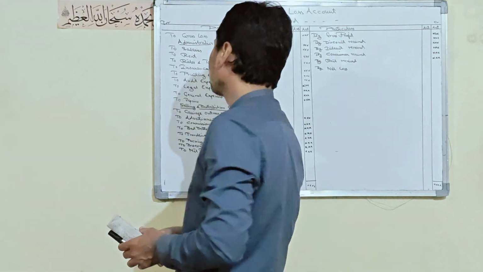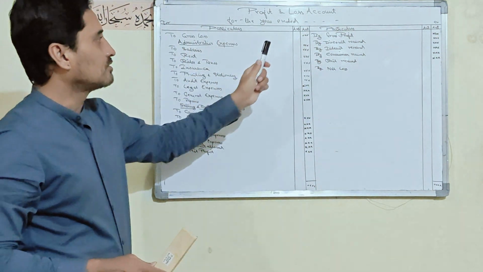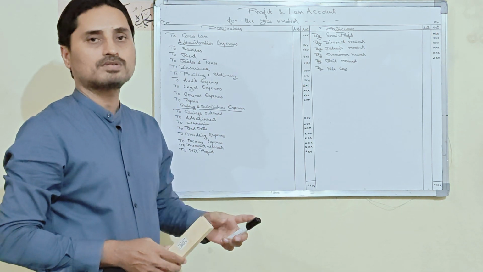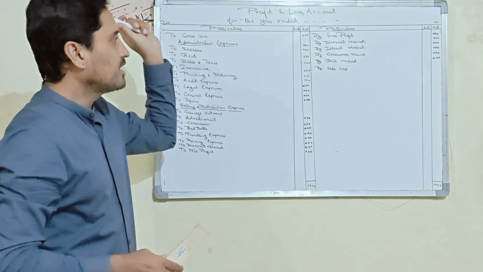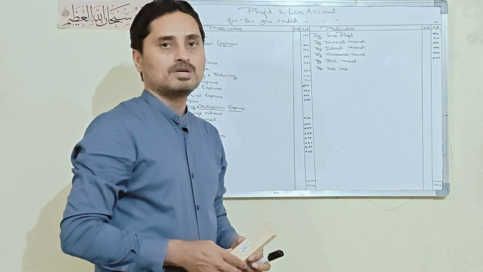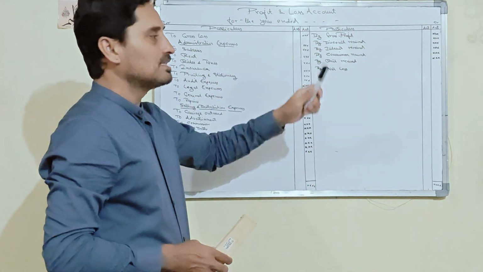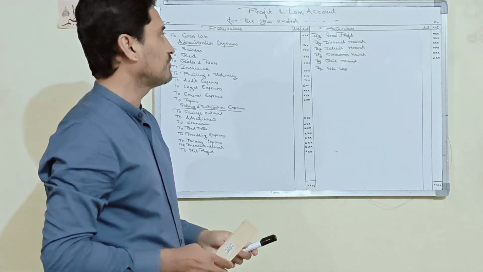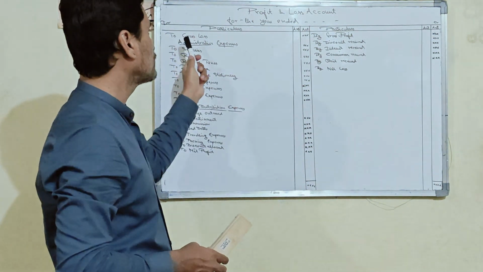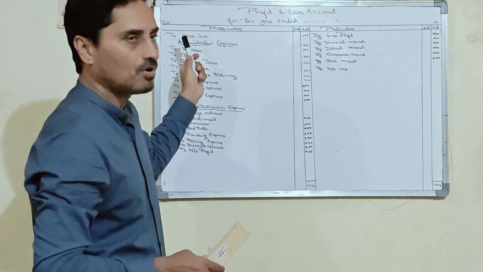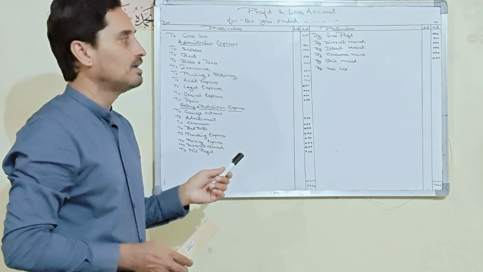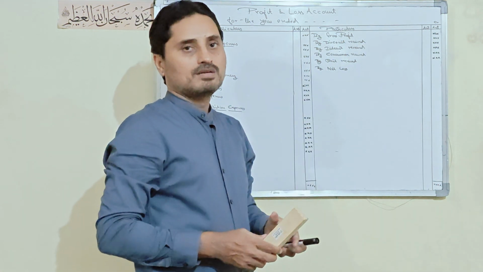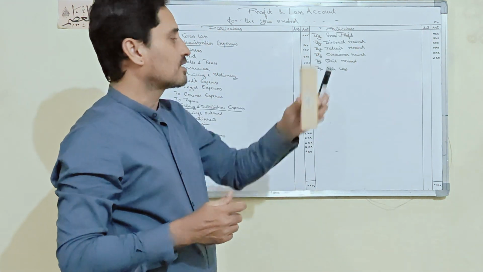So this account starts with gross profit, which we got in trading account. That gross profit is to be transferred from trading account to profit and loss account. So the compulsory entry is gross profit or gross loss. If there is gross loss, that gross loss should be recorded on debit side, because we record all expenses and losses on debit side. If there is gross profit, then gross profit should be recorded on credit side, because all incomes and gains are recorded on credit side.